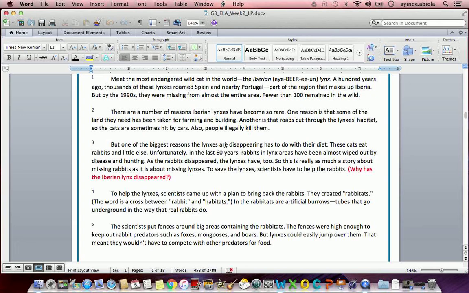So there are many reasons listed here. The reason that I'm going to reiterate is that their diet, which consists of mostly rabbits, was disturbed because the rabbits also were dying out. So this made it so the lynxes could not eat, and ultimately they began to die.